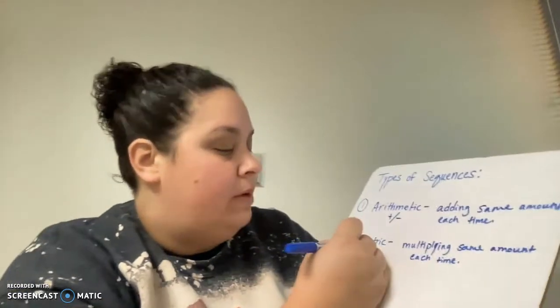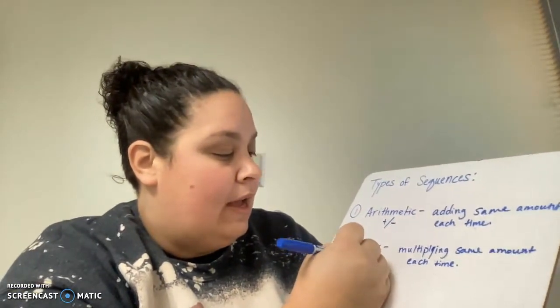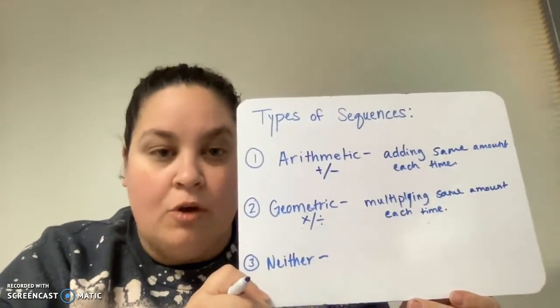Geometric is multiplying the same amount or a constant each time. So again, we consider division similar to this because even though dividing isn't exactly multiplying, you can divide by 2 or you can multiply by half, and those are the exact same thing. So geometric deals with multiplying and dividing every time. You're multiplying the same amount.